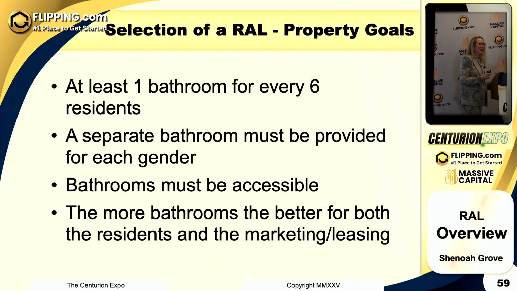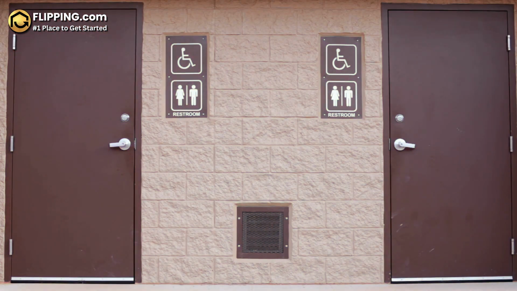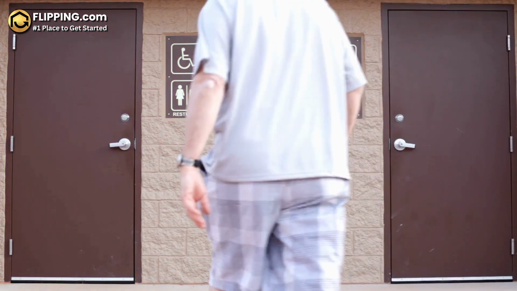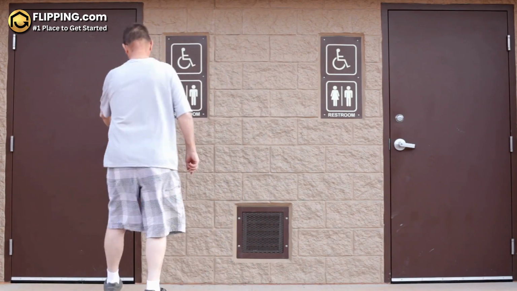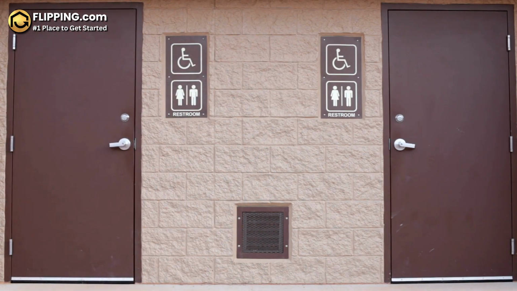This is kind of gross. At least 1 bathroom for every 6 residents. That does not sound like enough. And if you have more than one gender in the house, so if you have men and women, at that point you have to have at least 2 bathrooms, and the bathrooms must be accessible.